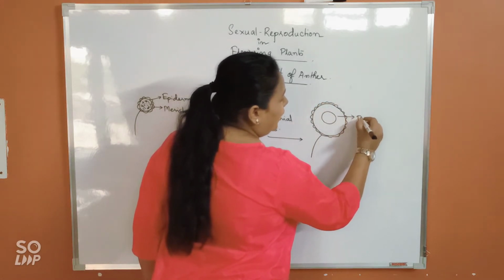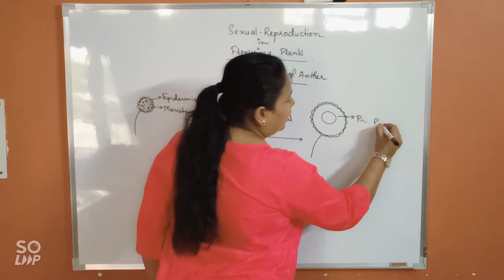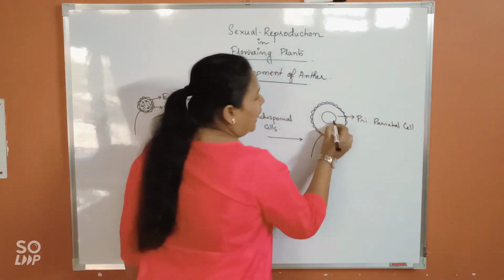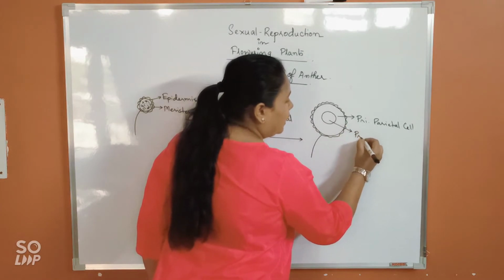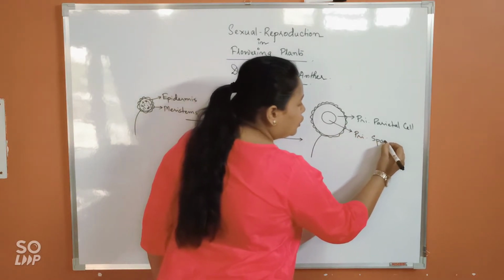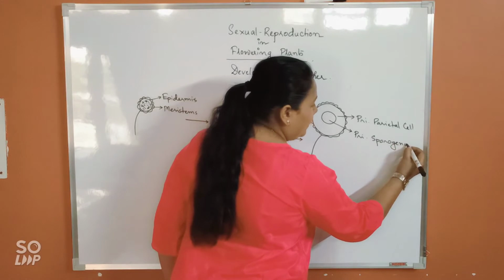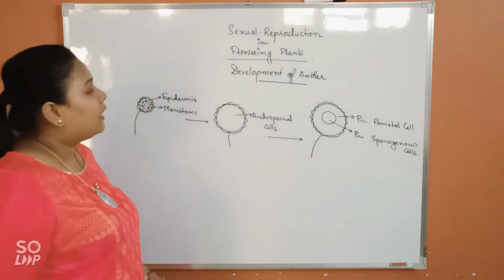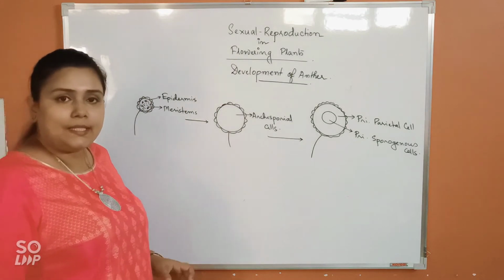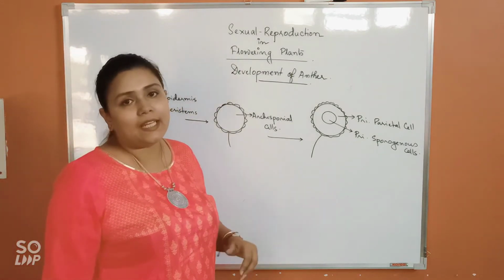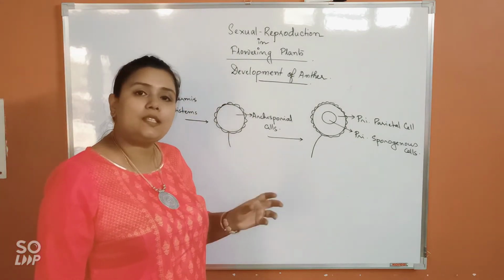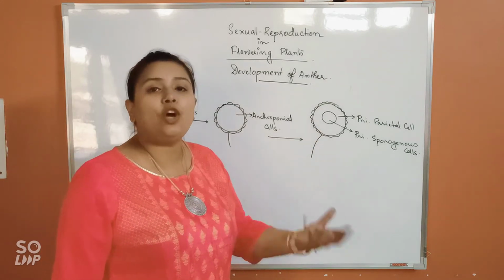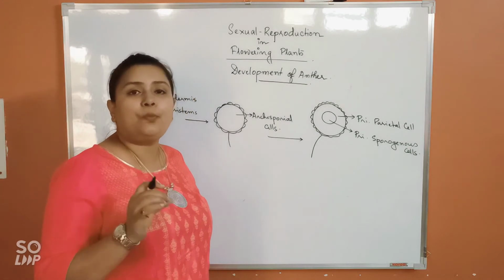Outside, a distinct layer called primary parietal cell will be formed, and towards inside, primary sporogenous cells will be formed. Now, the primary parietal cells will undergo periclinal and anticlinal division, forming certain distinct protective layers, and primary sporogenous cells will later on give rise to microspore mother cell.